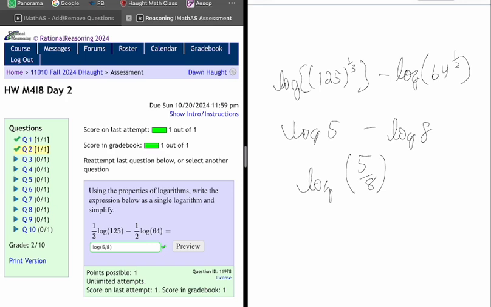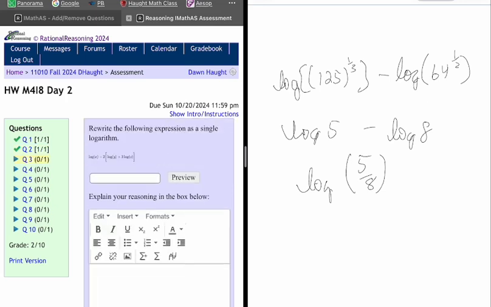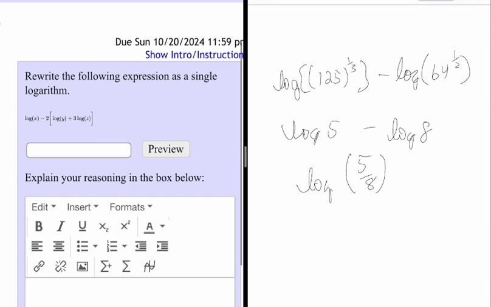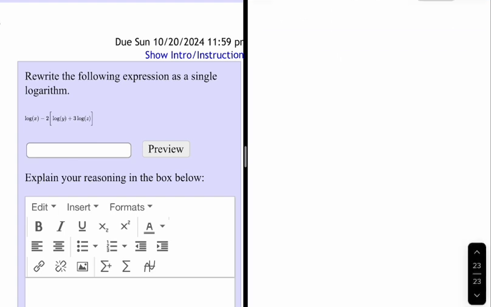Let me just check to see what other ones we got here. Oh gosh, that's so tiny. How do you read that? Rewrite the following expression as a single logarithm. Now, mine and yours might be different. Oh, it says explain your reasoning. That's wonderful. Okay, so I'm going to write mine out bigger. Again, please adjust if yours is a little different. And if we have time tomorrow, we'll do a few more things.